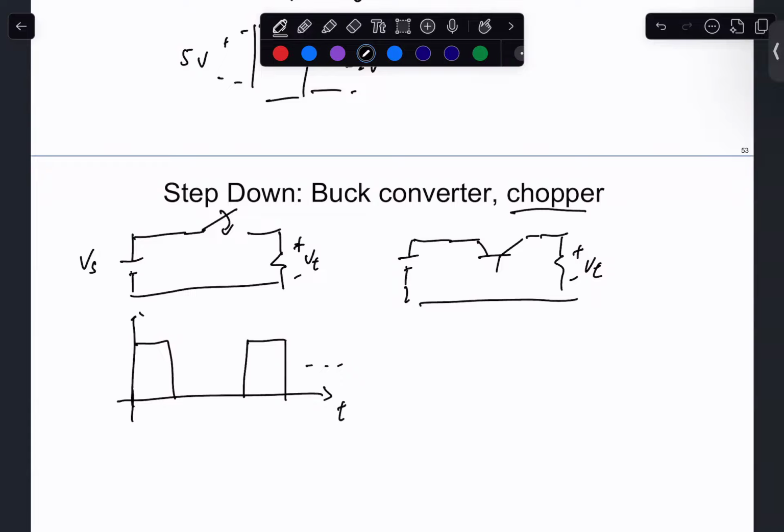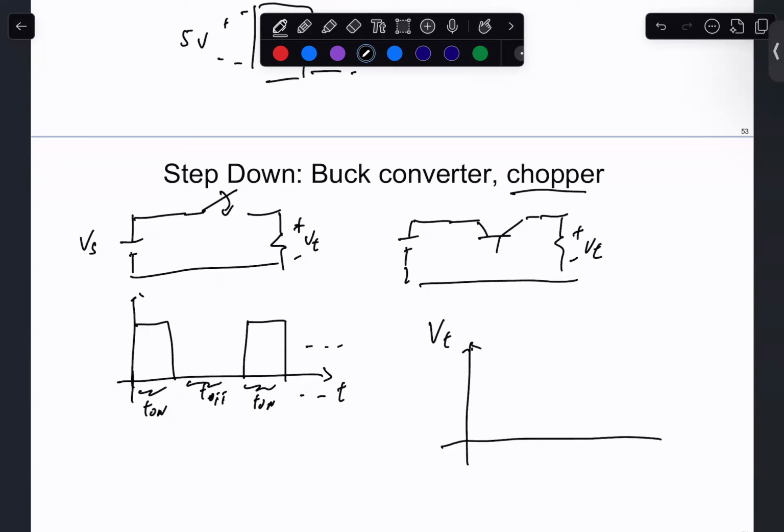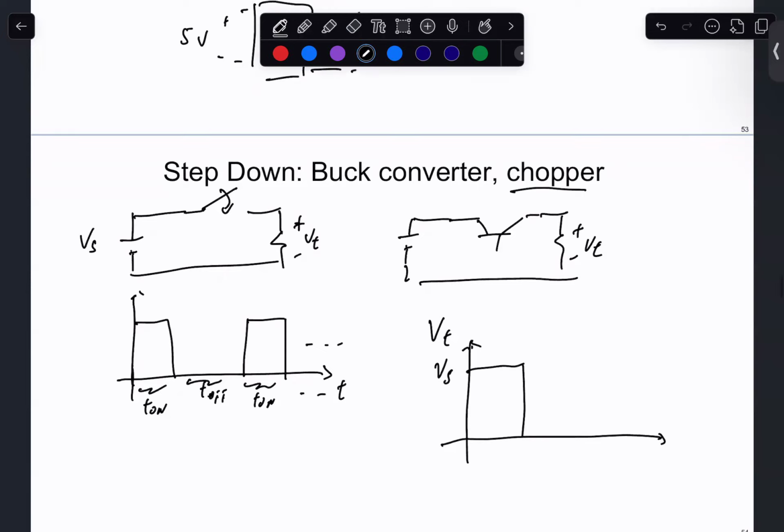This is time. This is the switch action. So this switch is on, this switch is off, this switch is on, and so on and so forth, right? And if you look at the load voltage, when the switch is on, we're at Vs. When the switch is off, we're at 0. When the switch is on, we're back to Vs again, and that's a really simple voltage output.